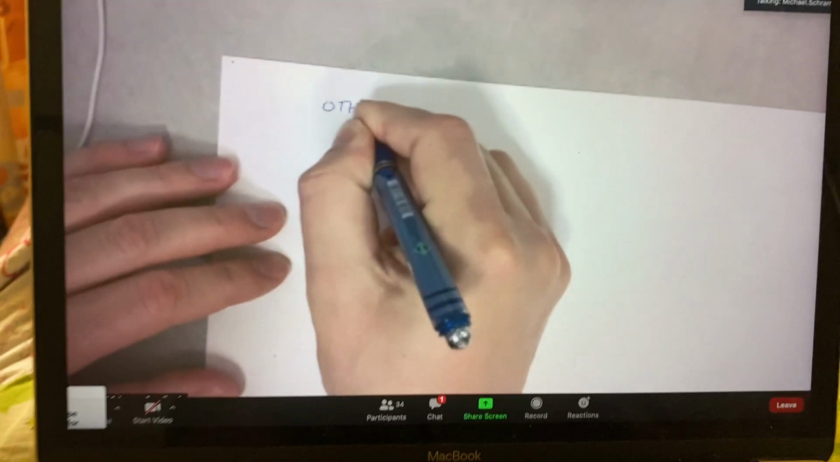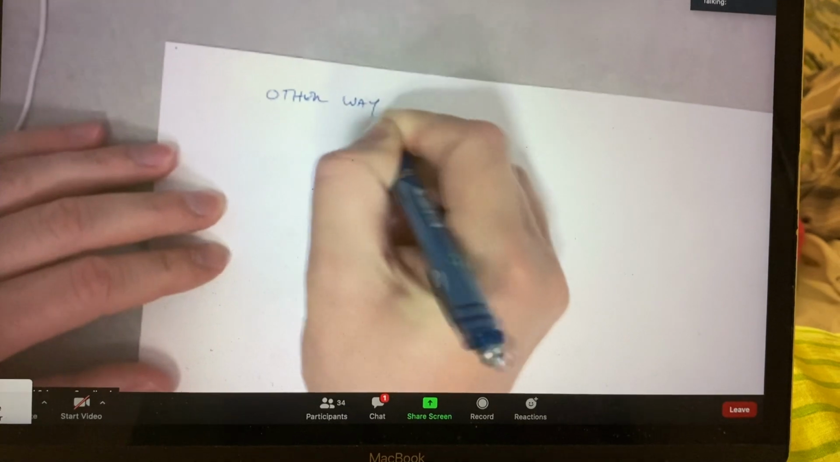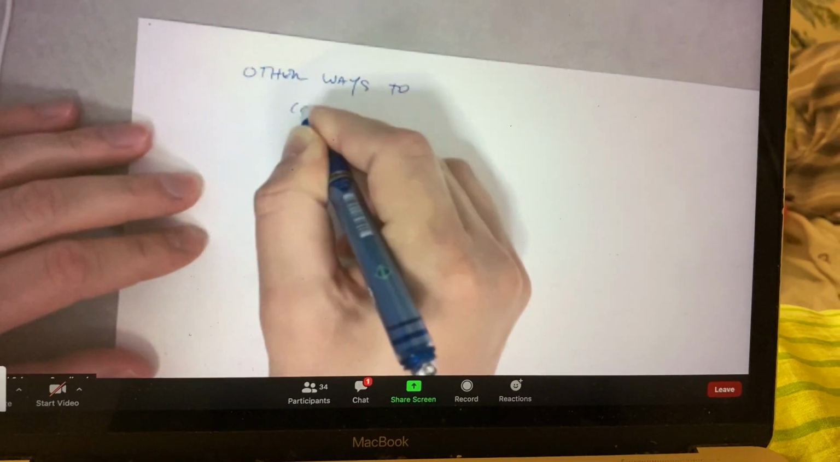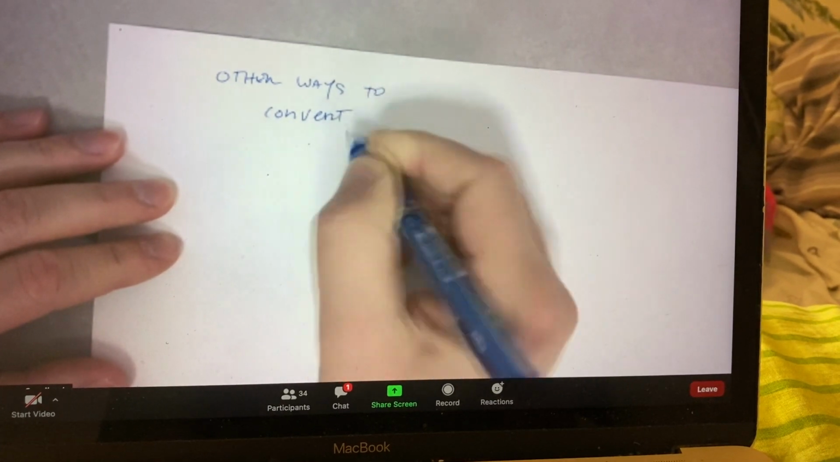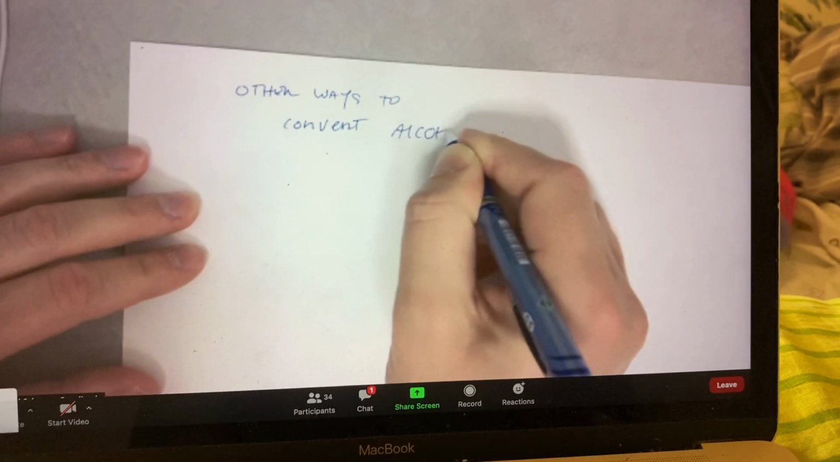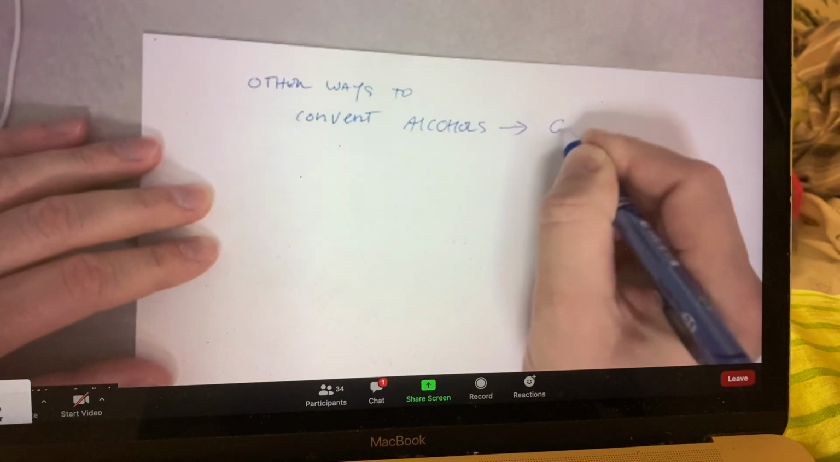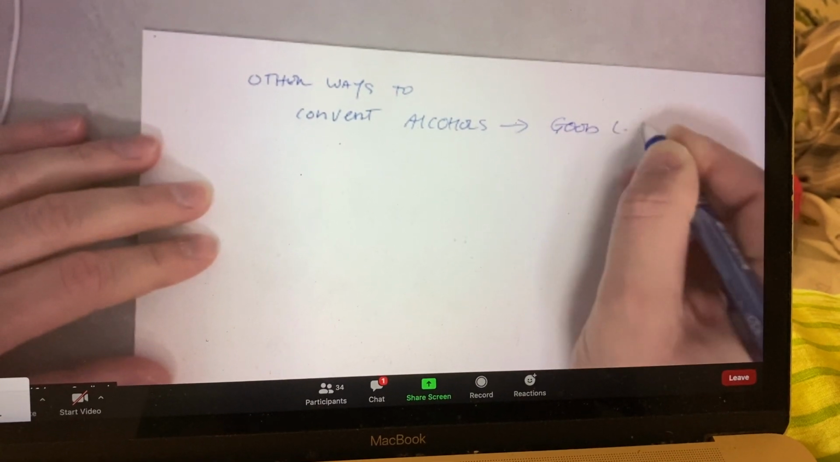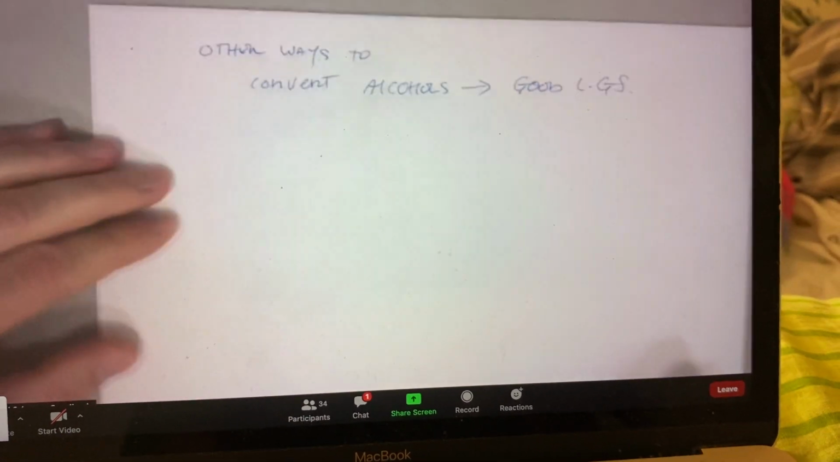There's a few other ways to convert alcohols to good leaving groups. A few other methods, we're just going to put them in the notes.